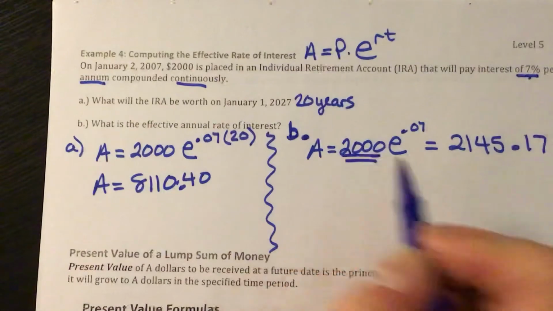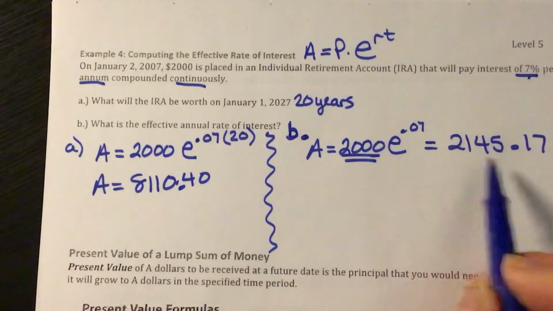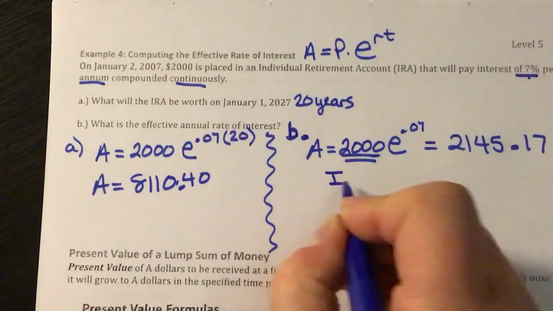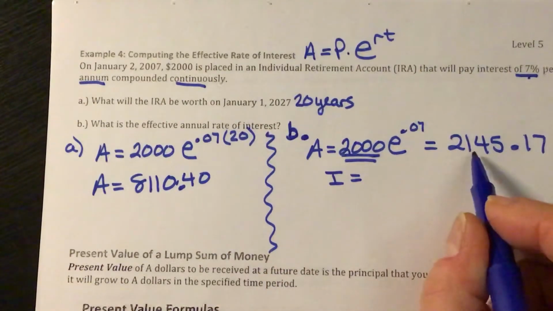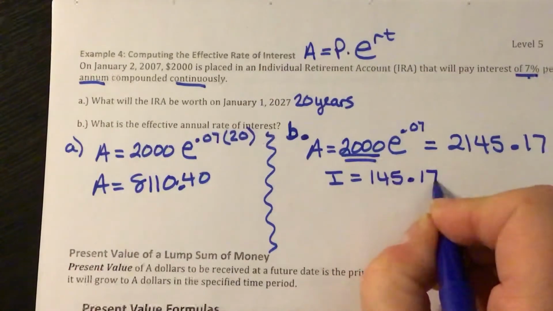Now I started with $2,000 and I ended up with $2,145. So my interest actually is only $145.17.